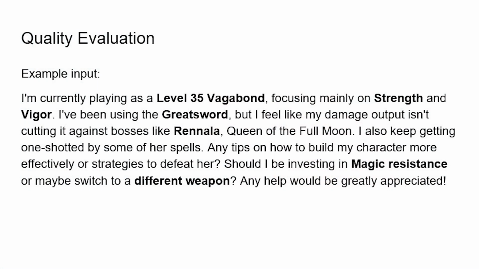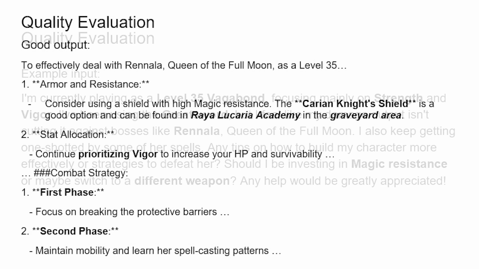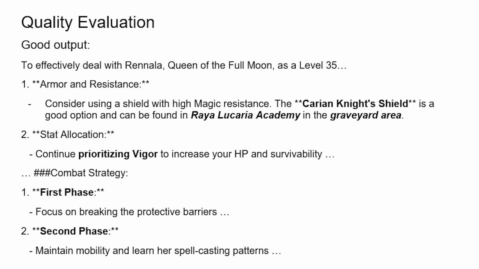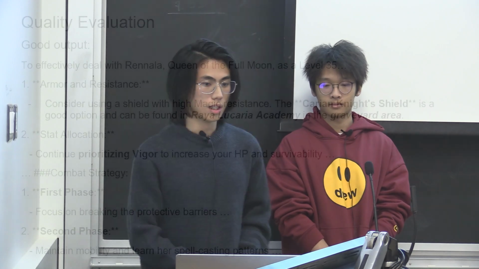Okay, we have a good example to evaluate the system quality. This is the input. We can see some keywords like strength, vigor, and magic resistance that the user needs. And this is part of the output related to the keywords we have. And we can see the Night Shield is provided for the magic resistance. Overall, this good example provides evidence to show that our agents worked properly as expected.